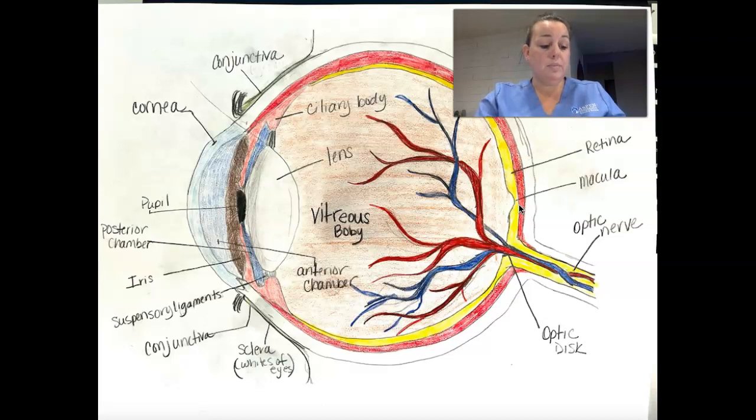The optic nerve is a bundle of more than 1 million nerve fibers carrying visual messages from the retina to the brain. It is the second of 12 cranial nerves and is often referred to as cranial nerve number 2.